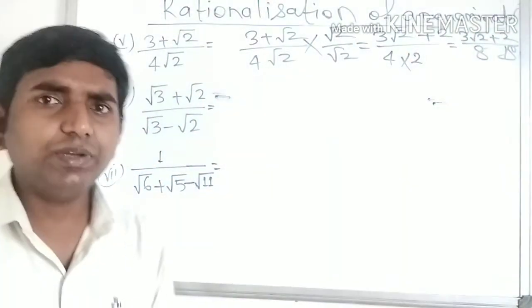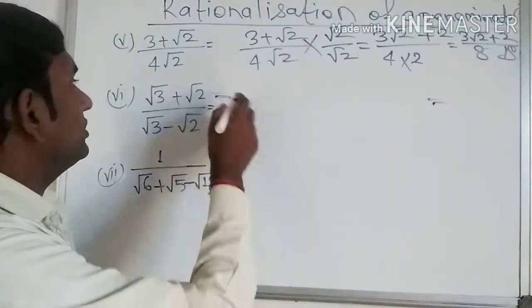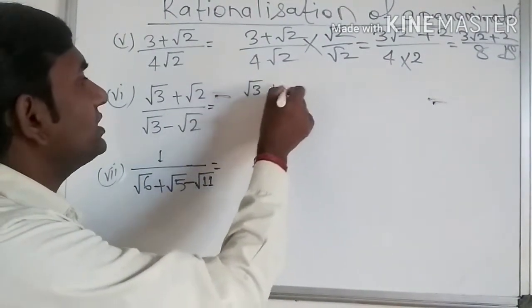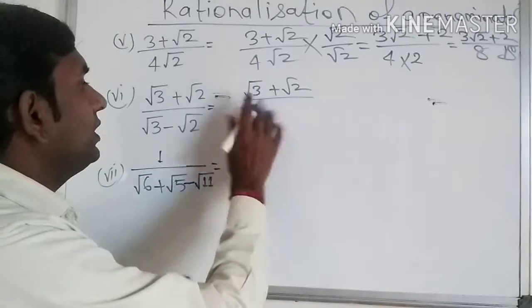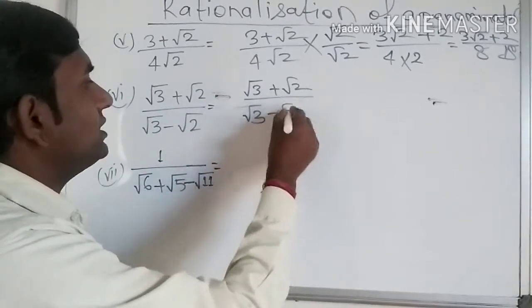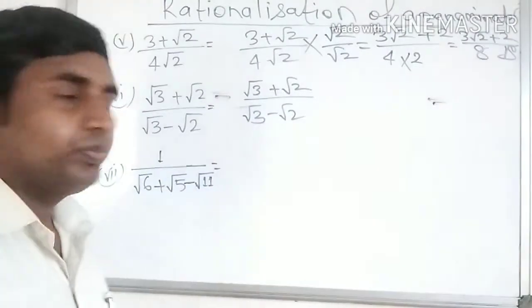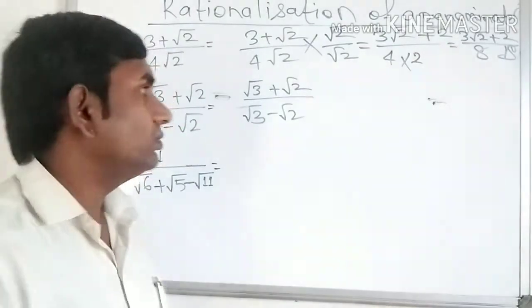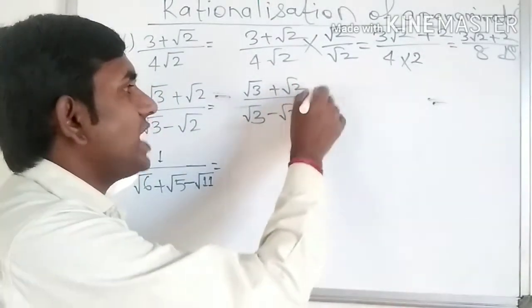Very simple. Now here also a question is given: 3 plus root 2 by root 3 minus root 2. We also have to rationalize it. So for this we have to multiply.